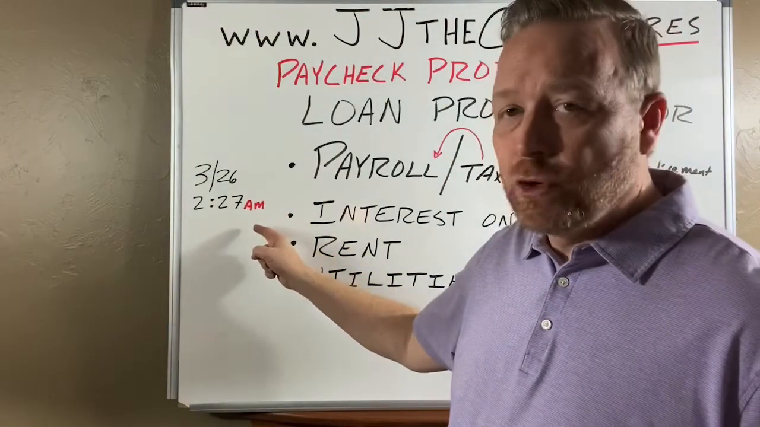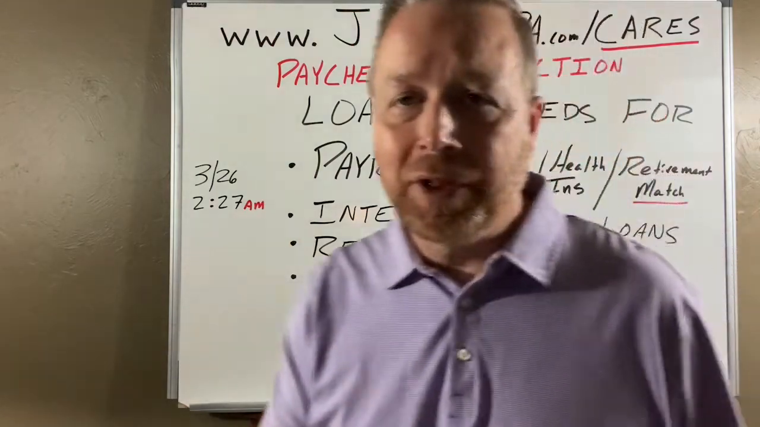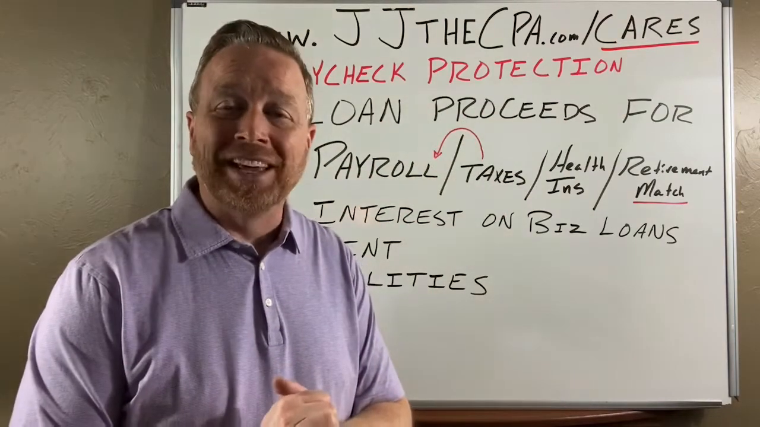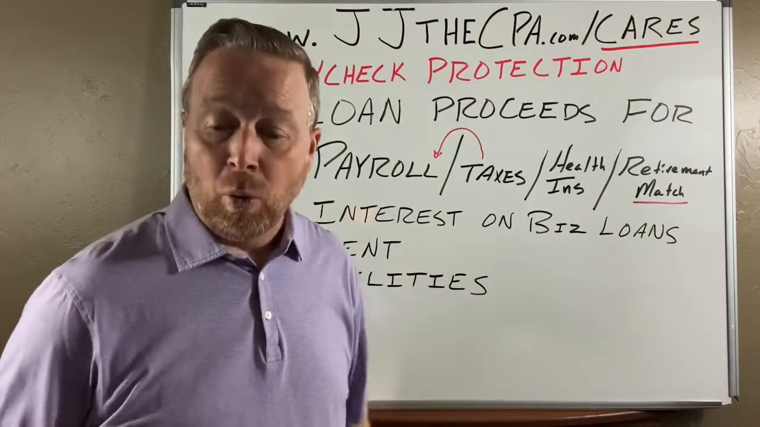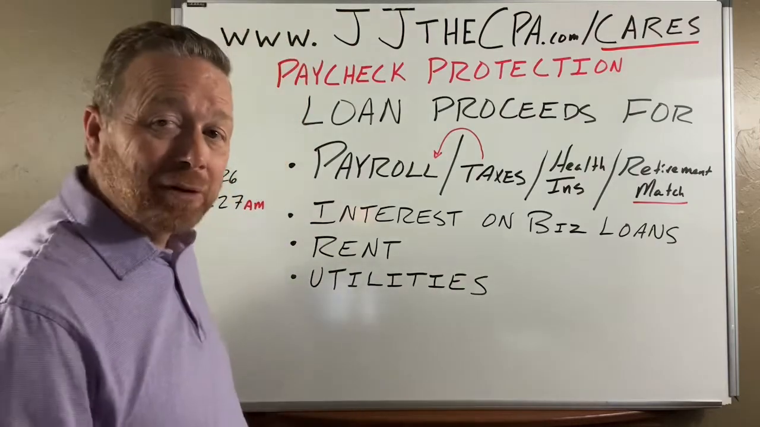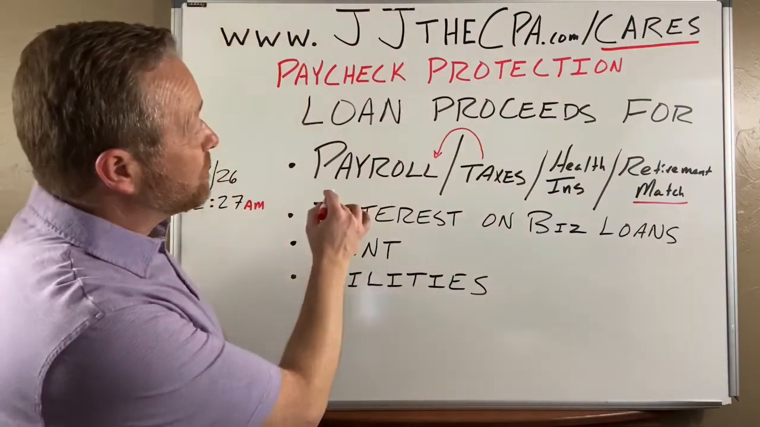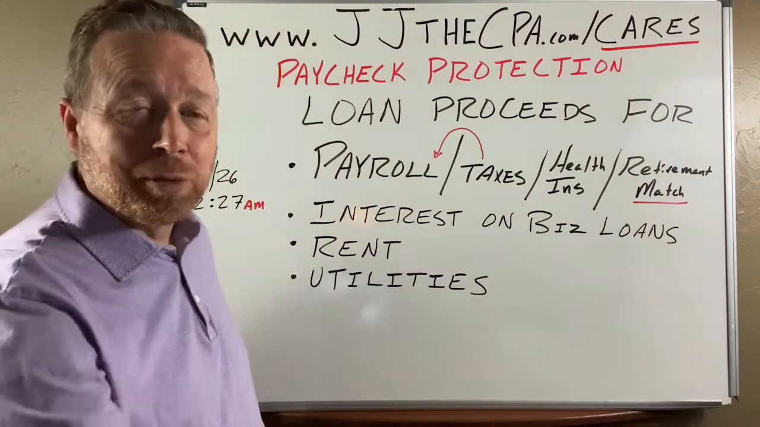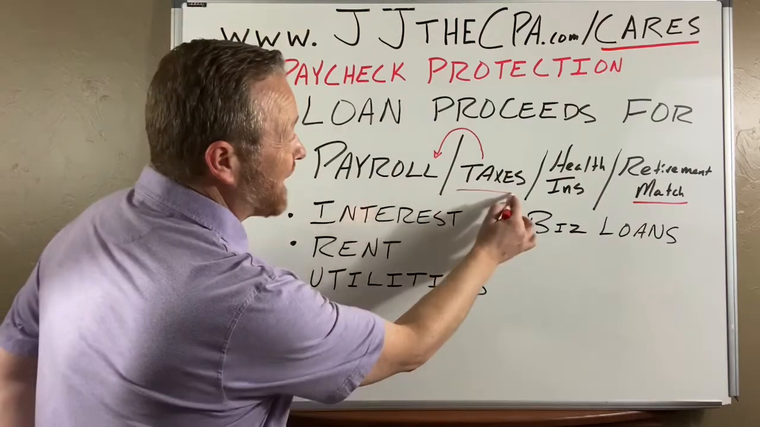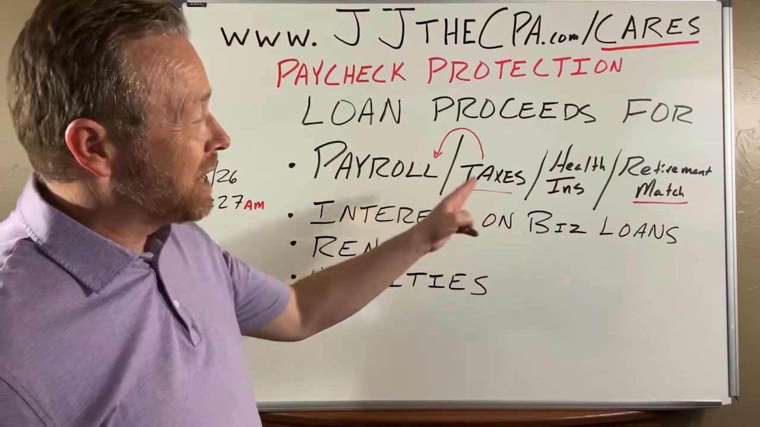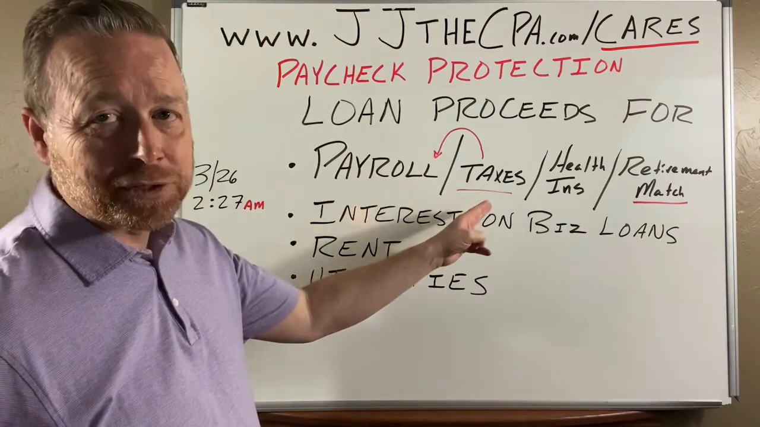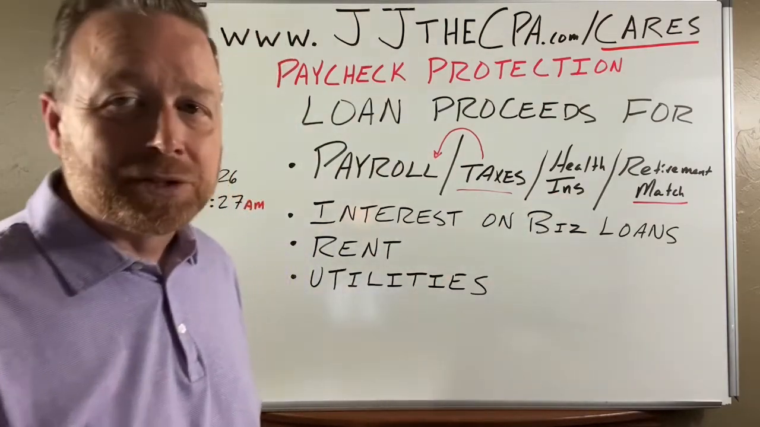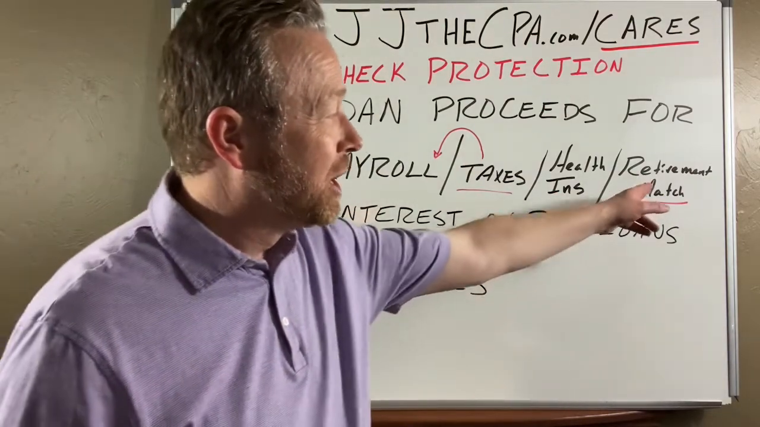3/26/2020, 2:27 a.m. So what can the loan proceeds be used for out of the Paycheck Protection part of the CARES Act? So we talked about what the loan is in terms of how it's calculated. It is for payroll and all those expenses that we talked about to determine the loan amount. So payroll, the payroll taxes, right? So this isn't income tax, it's not property tax, it's not your quarterly estimated taxes, it's payroll taxes. Health insurance, but it's the employer portion of the health insurance, retirement match.